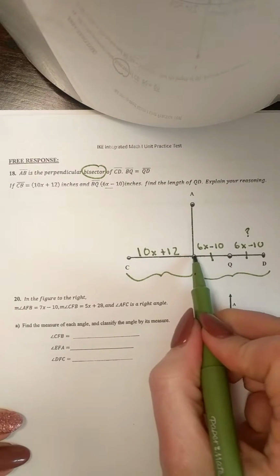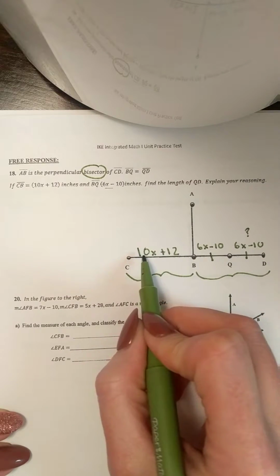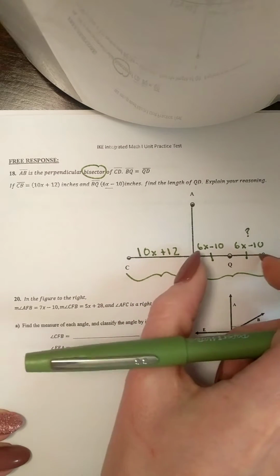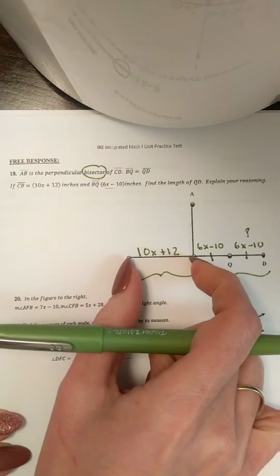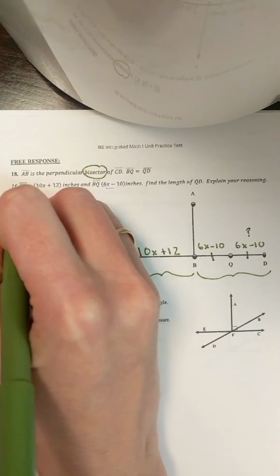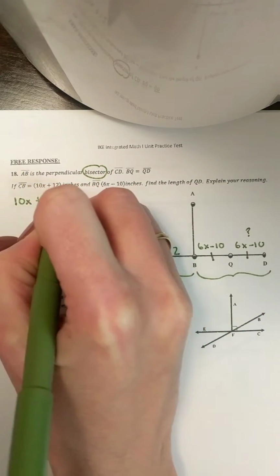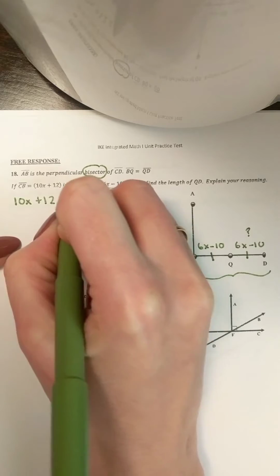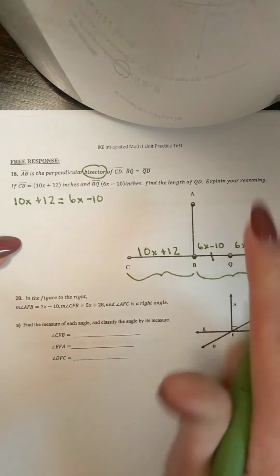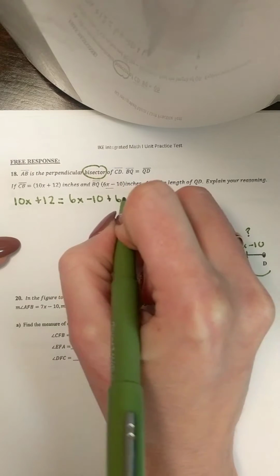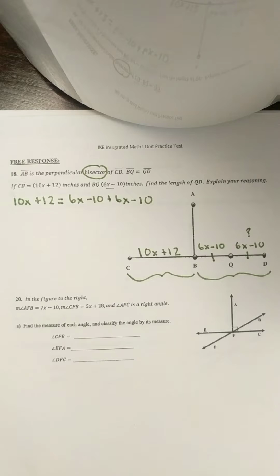Well, we know that BQ plus QD has to equal CB, because this whole piece is equal to this, and it takes two of these to make one of these. So we're going to write it as 10x plus 12 equals 6x minus 10 plus 6x minus 10. Now we're going to solve this for x.